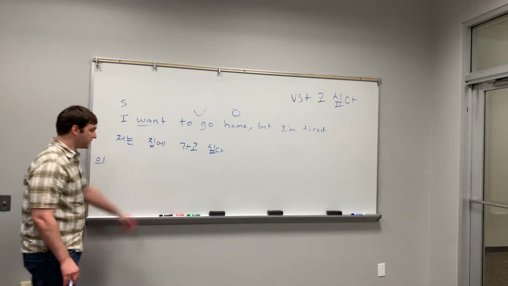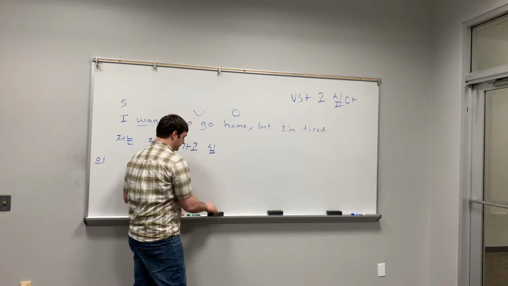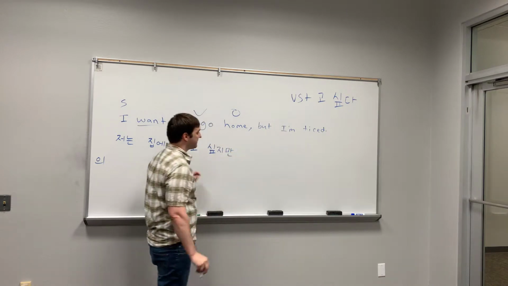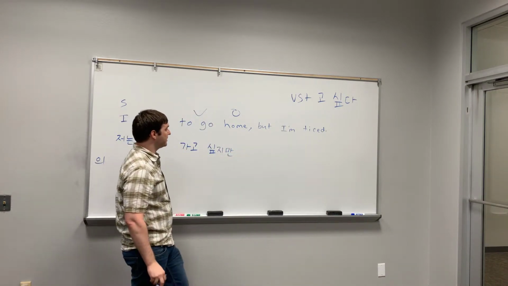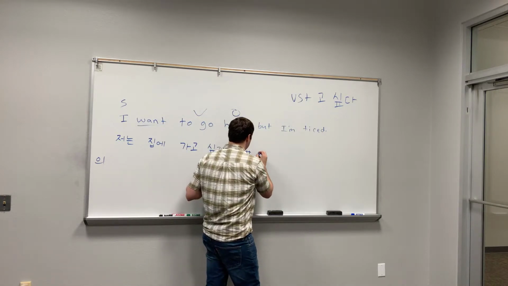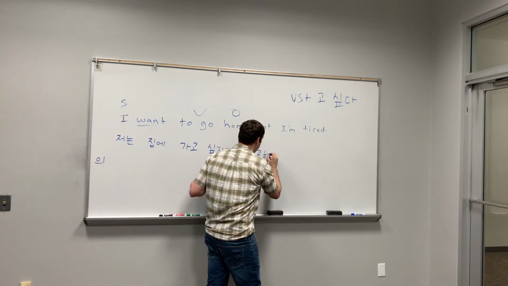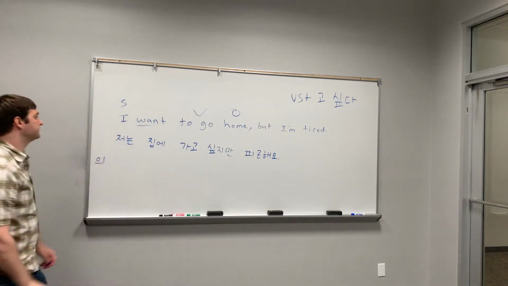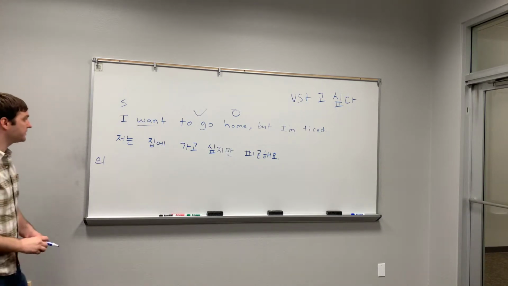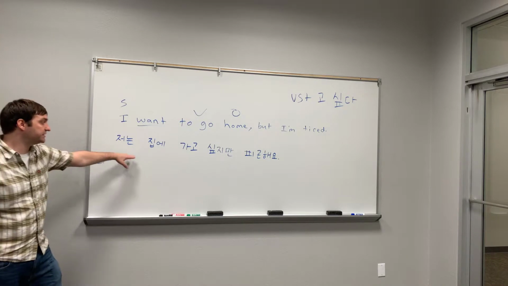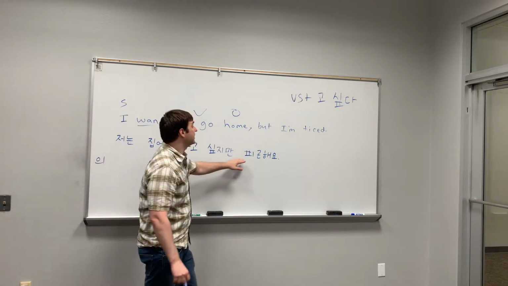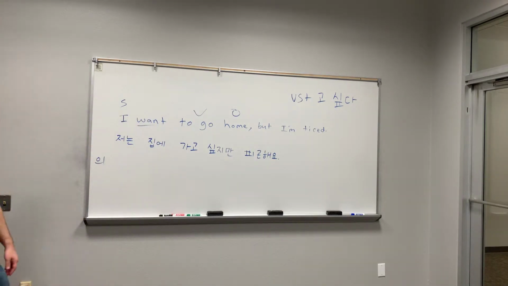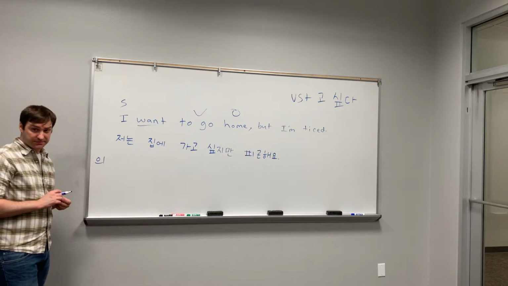Drop the 다 and add 지만. 지만, good. We'll add 지만 directly to this, and then add 피곤해요. And we're done. So if I want to make this whole sentence, I would say 저는 집에 가고 싶지만 피곤해요. I want to go home, but I'm tired. Does that make sense?